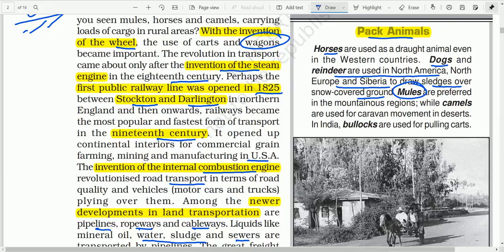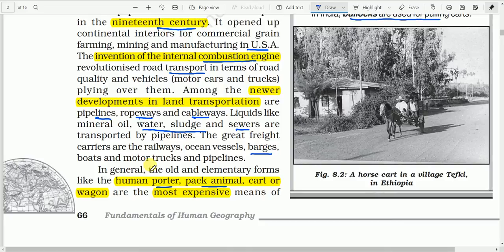Mules, these are hybrid offspring of a male donkey and a female horse. And so these are mainly used in the mountainous region. Then camels are used for caravan movement in the deserts, and in India bullocks are used for pulling the carts. So these are the different pack animals used in different parts of the world. And here figure number I.2 shows a horse cart in a village Tepki in Ethiopia.